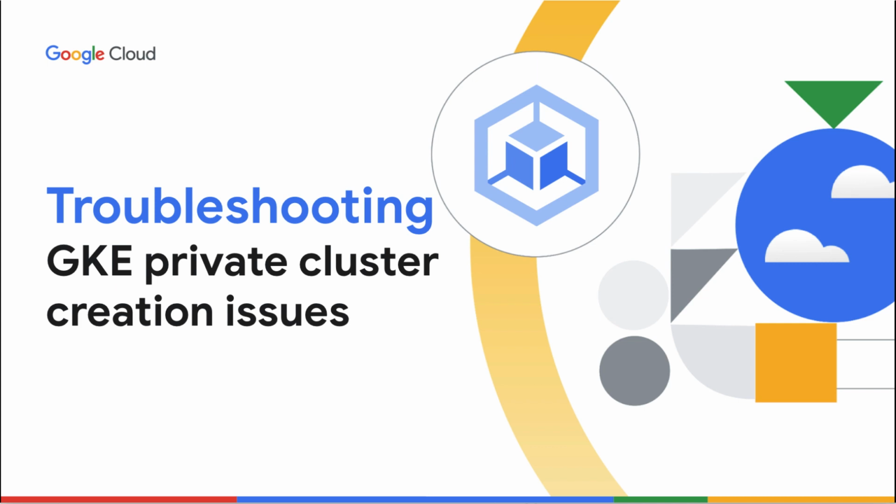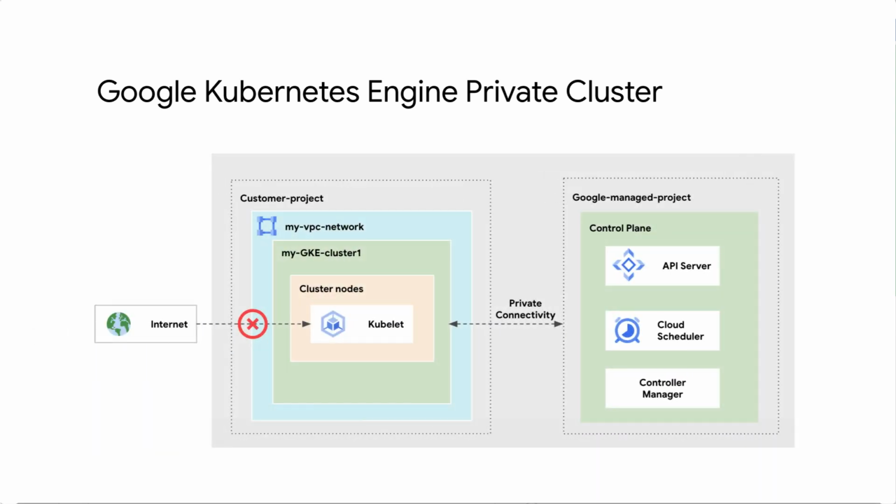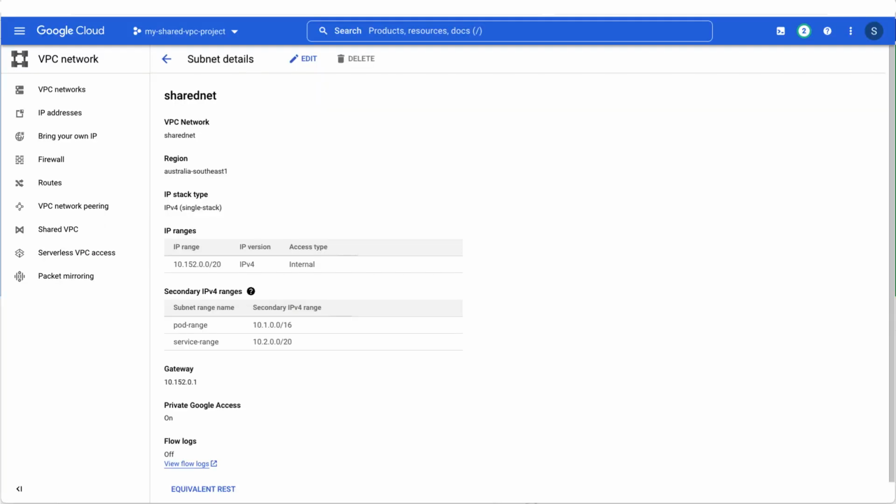In this video, you will learn how to troubleshoot and resolve Google Kubernetes Engine, or GKE, private cluster creation failures. A GKE private cluster is a type of cluster that contains nodes with only internal IP addresses. This enables users to run their nodes within their private network and provides better protection to workloads, with no direct exposure to the internet. Let's begin by jumping into the Google Cloud Console and creating a GKE private cluster.